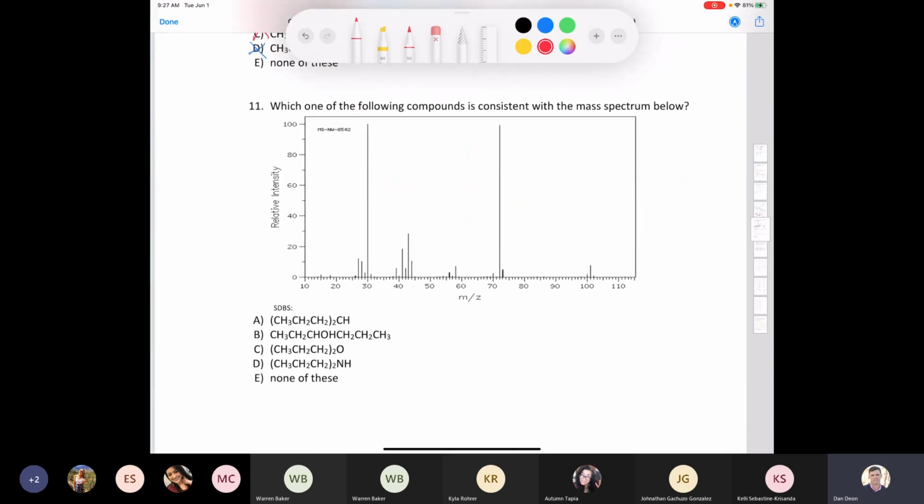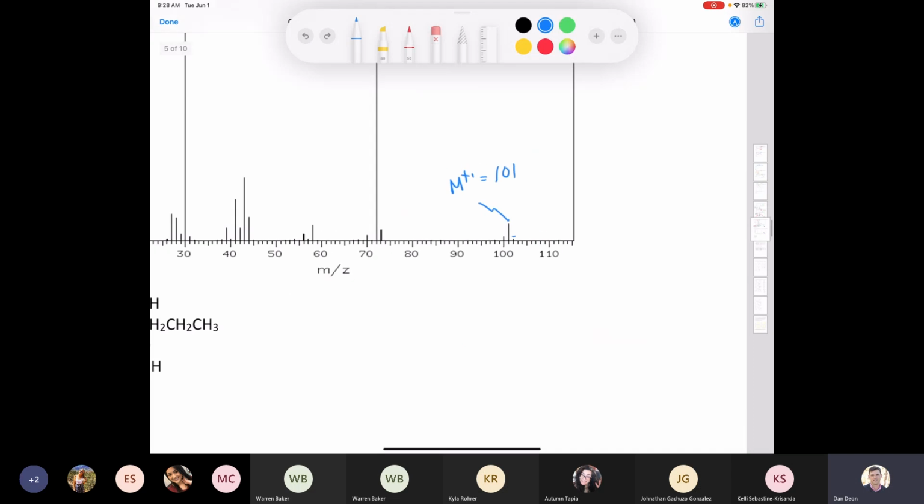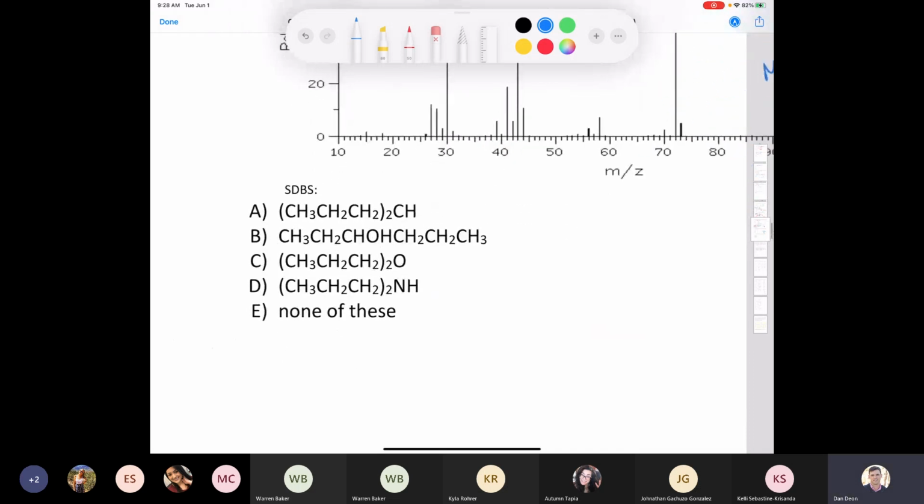Number 11, which of the compounds is consistent with the mass spectrum below? Same thing here. We have an odd mass for a molecular ion, don't we? Right? We have 100, 101. So our molecular ion is equal to 101. That's the mass overcharge. You can see there's a tiny little n+1 peak here. If it's got an odd mass, therefore it's going to have an odd number of nitrogens. That kind of makes things a little simpler, depending on what the possible answers are. There we go. So this one has an odd number of nitrogens.